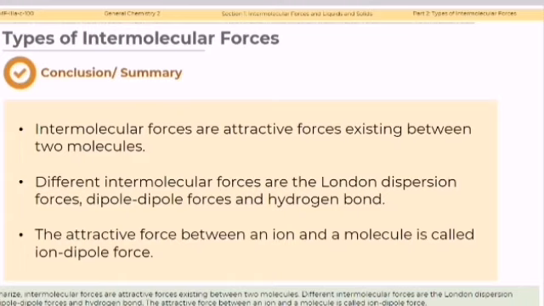To summarize, intermolecular forces are attractive forces existing between two molecules. Different intermolecular forces are the London dispersion forces, dipole-dipole forces, and hydrogen bond. The attractive force between an ion and a molecule is called ion-dipole force.